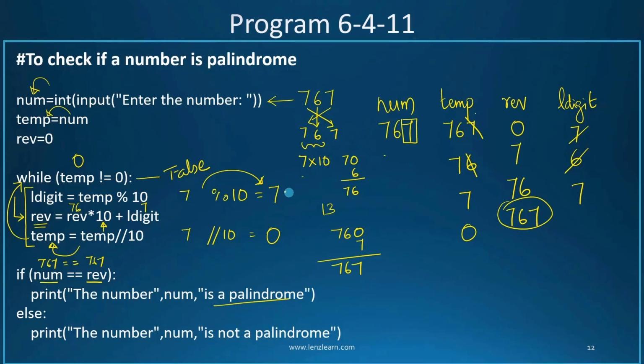Now you can run the same program. You can trace with another number, maybe 314. Once the while loop finishes, you will have 413 in reverse, and then you check this condition, like 314 equal to 413. This will be false. Then the control will go to else, and you will print the number is not a palindrome. So now let us run the program and see the result.